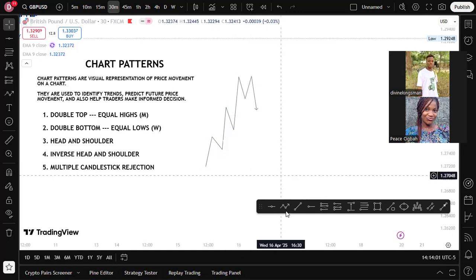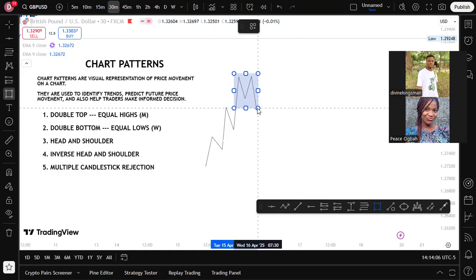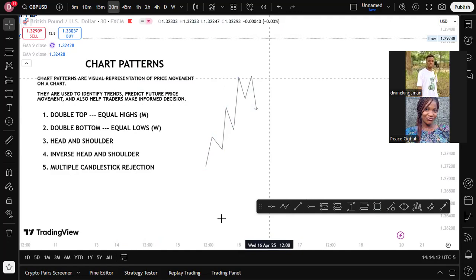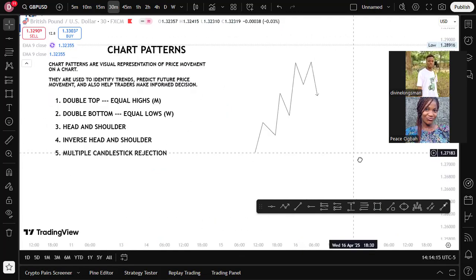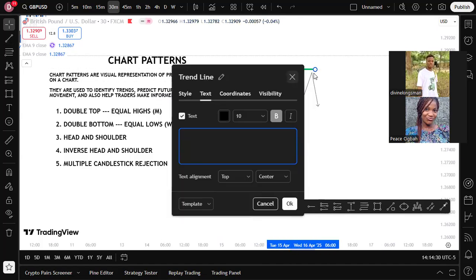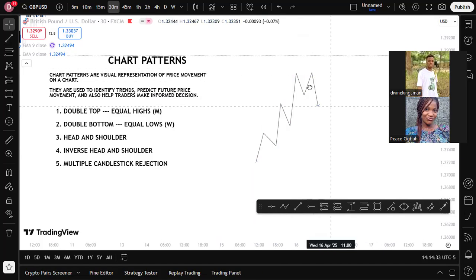If you look at this point, it looks like an M sign. That's why I say it looks like an M sign here. So you can see the double top looks like an M pattern, right? And then I also call it equal highs, because if you look, we have more or less equal highs here, between here and here. You can see they're equal. So this means that a bearish reversal in the market is about to happen.